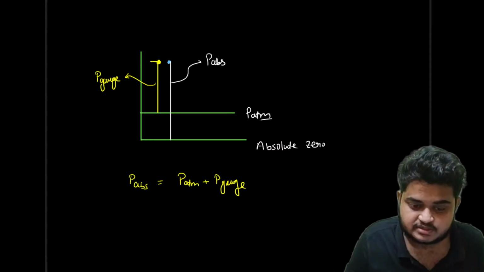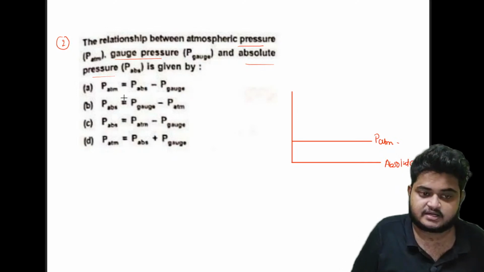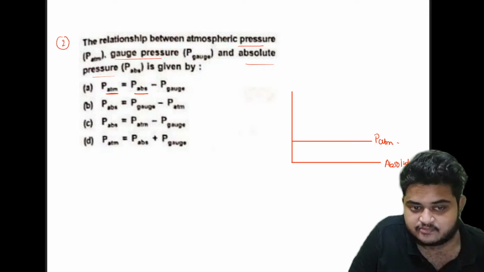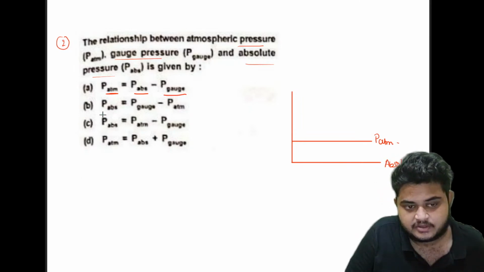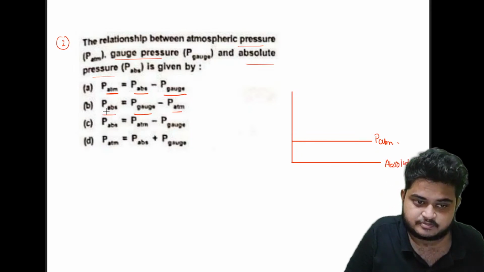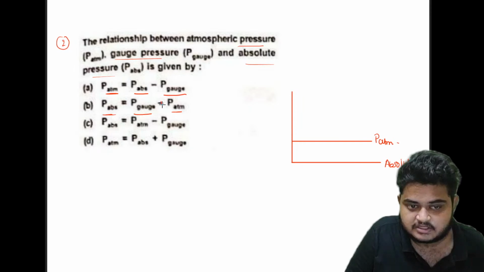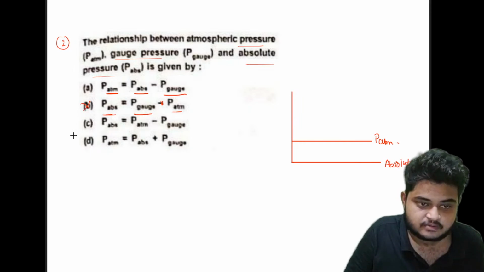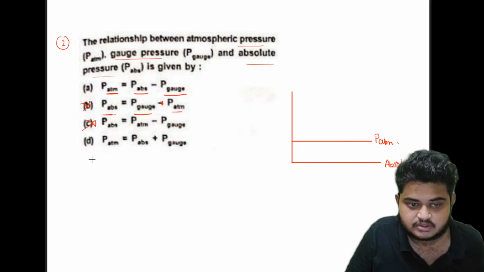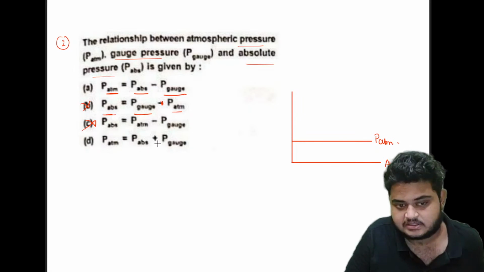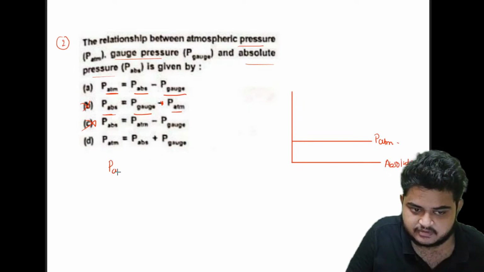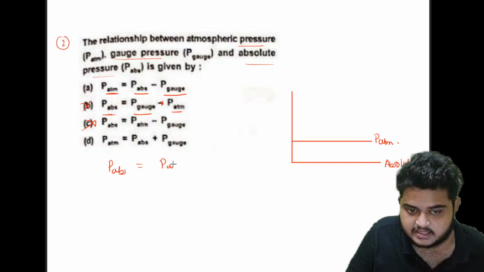Now in this question, the first option says P atm is equal to P absolute minus P gauge. Option B is giving us P absolute is equal to P gauge minus P atm. So this is not possible, as P absolute is equal to P gauge plus P atm. So this is wrong. Now same here, it is also wrong. Now it is given as P atmosphere is equal to P absolute plus P gauge. Is it right? No. P absolute is equal to P atm plus P gauge.